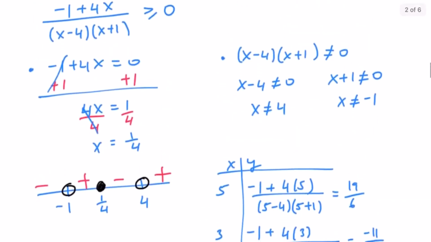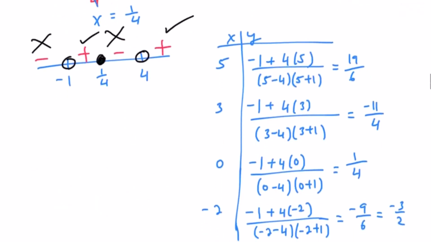Let's look back at our inequality. We want it to be greater than or equal to 0. So that means we want the positive interval, not the negative interval. So our answer is parenthesis -1 up to 1/4 bracket, union parenthesis 4 up to infinity parenthesis.